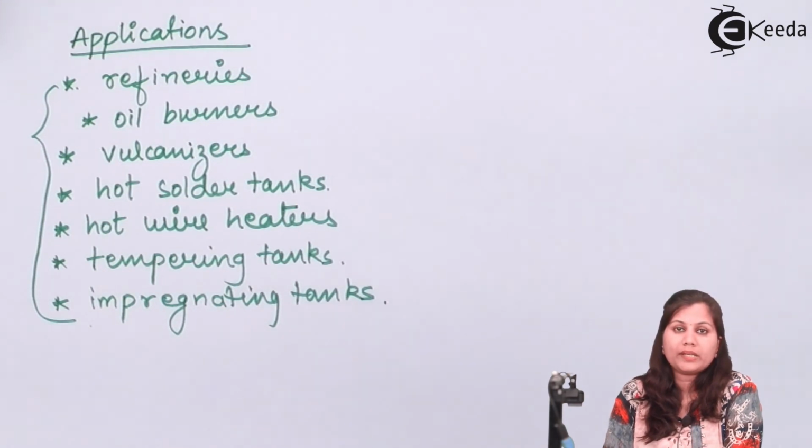So in this video, we studied the temperature measuring device, the bimetallic thermometer. Here we studied its construction, its principle, its working. Then we derived a formula for the deflection. Then we studied the types of bimetallic thermometer, then its advantages, disadvantages, and in the last we studied its applications. So I hope that this topic is now clear to you.